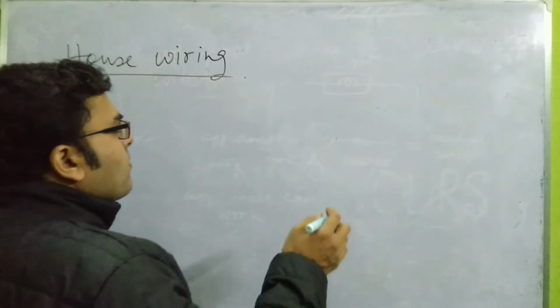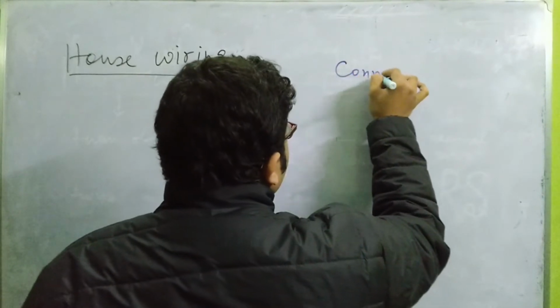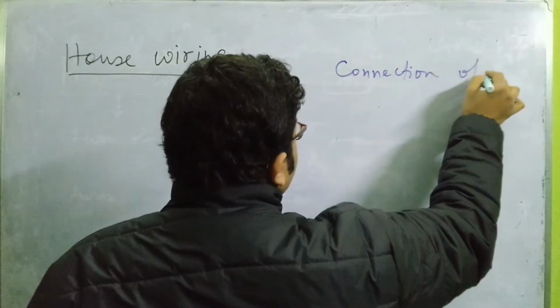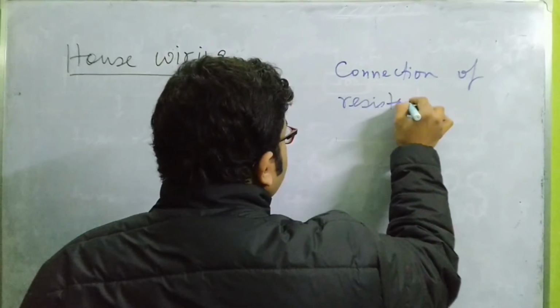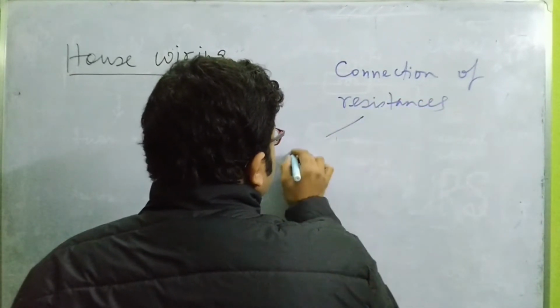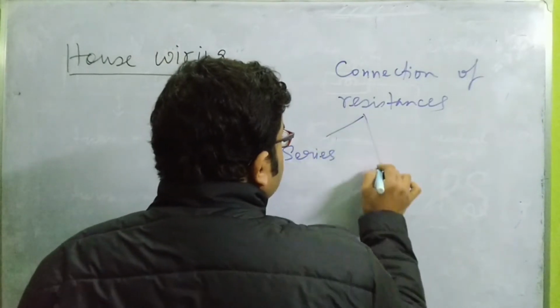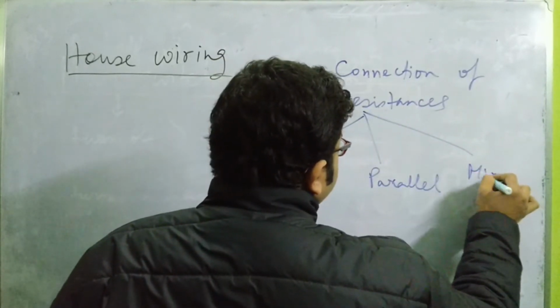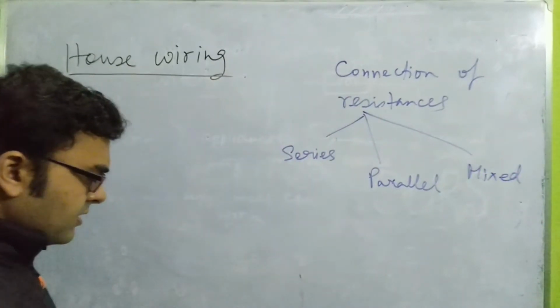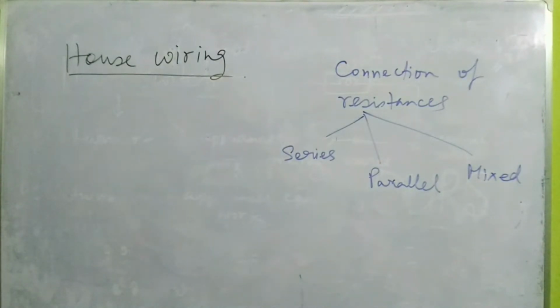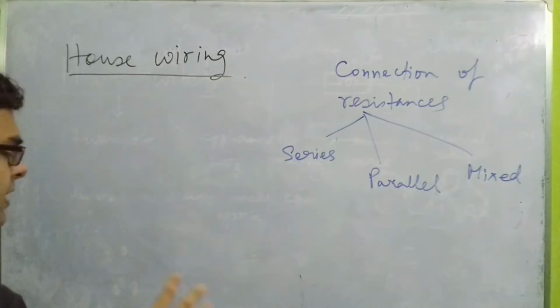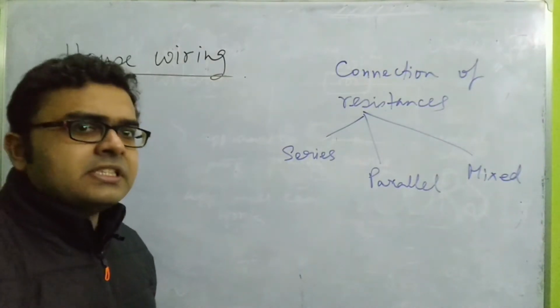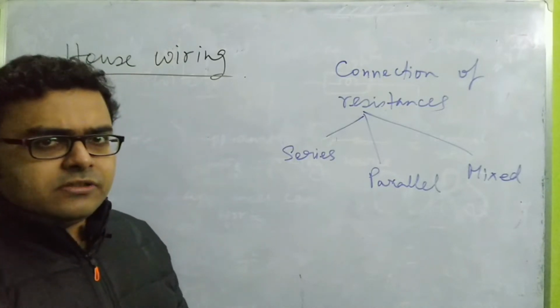If you remember, connection of resistance can be done in three ways mainly. One is the series connection, one is the parallel connection, and another was the mixed connection, where series and parallel both are used together. So see what these resistances actually are. Can you just imagine what these resistances are? These resistances actually can represent the various electrical appliances that you are using in your house.